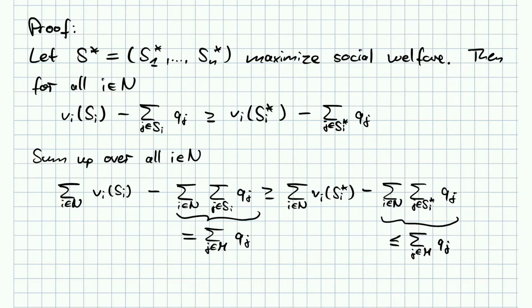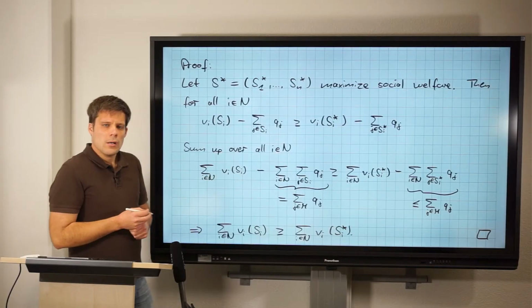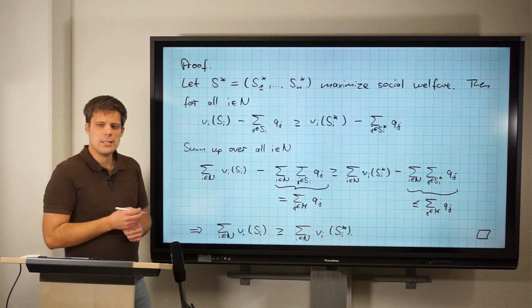If you now combine this, then what you see here is that the sum of the v_i of S_i will be at least the sum of the v_i of S_i star. And this is exactly what we were claiming, namely that social welfare is maximized. Fantastic. And it's this easy to prove.